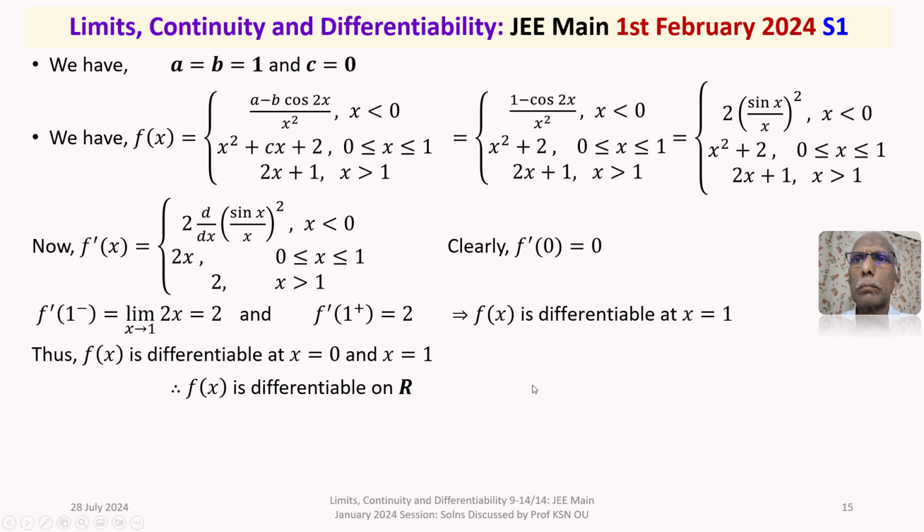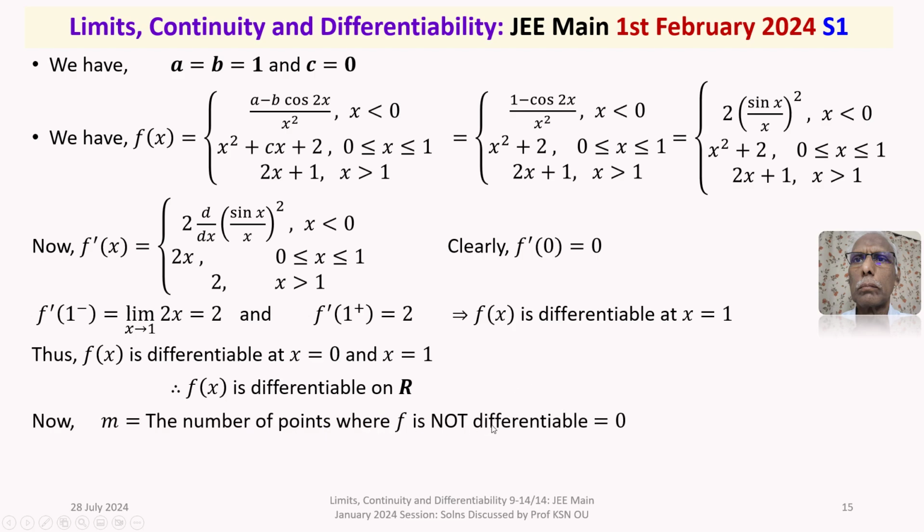Right. So that means now m, the number of points where f is not differentiable, is 0, since it is differentiable on the whole of R. We are required to find the value of m plus a plus b plus c. The m value is 0, a is 1, b is 1, c is 0. And the answer is 2.